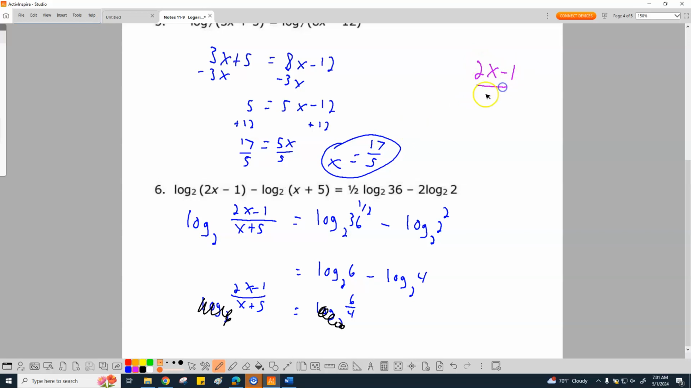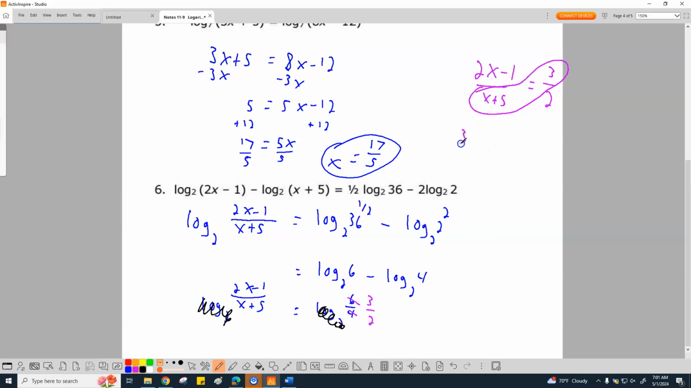2x over x plus 5 equals, y'all, you see the 6 over 4? I can reduce the 6 over 4 to 3 over 2. They both divide by 2. Again, this is not on the test, but this is real algebra. I'd like y'all to see it. I can solve this by doing cross multiplication. When you have one fraction on one side and another fraction on another, you can do cross multiplication.